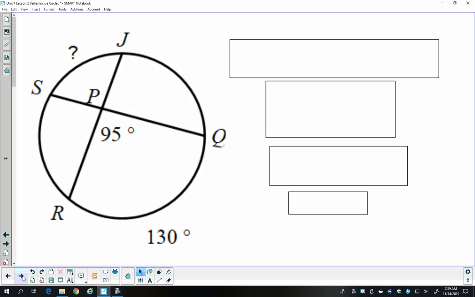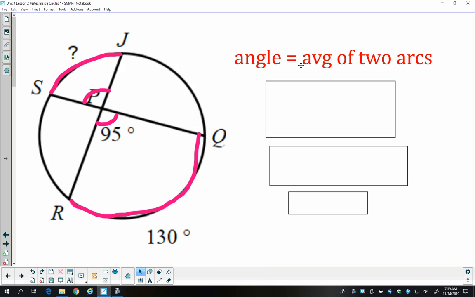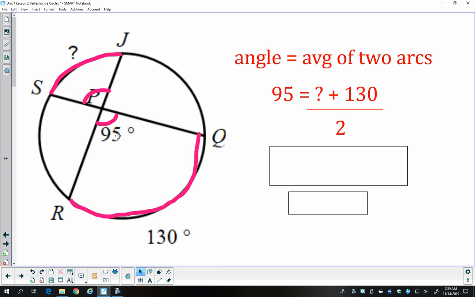So we can use this relationship in the opposite way, sort of, where we know the angle and we want to find one of the intercepted arcs. So this time we know this angle is 95, and so we know this angle is 95 as well. The arcs they intercept are this one that's 130 and this one that's a question mark. And so I'm going to plug 95 in for my angle, again writing the equation every time. Plug 95 in for where the angle is, and then my average of question mark and 130.